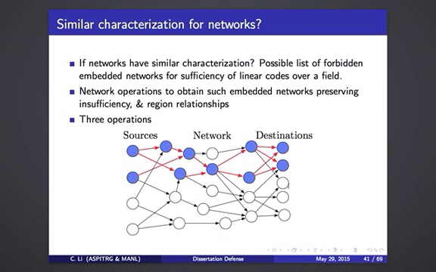So we would like to see if networks have a similar property. In that case, we may have a list of forbidden network minors for sufficiency of linear codes over a field. And we actually define 3 operations to obtain the embedded networks.